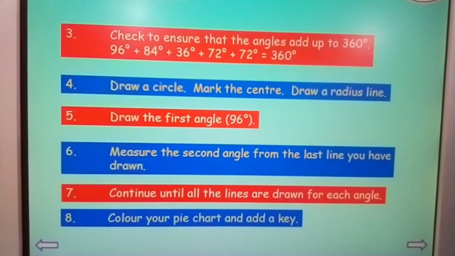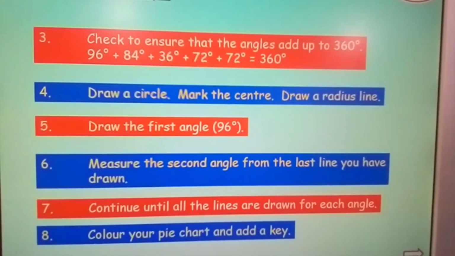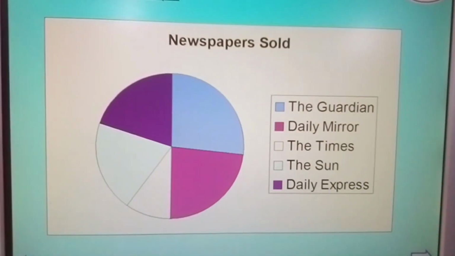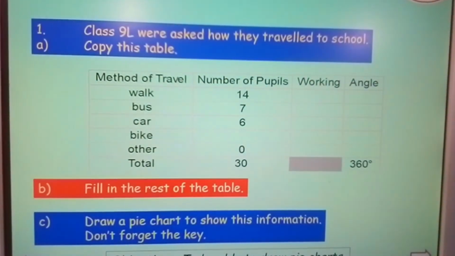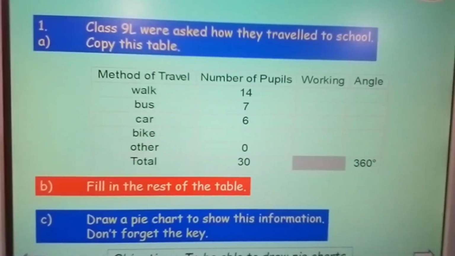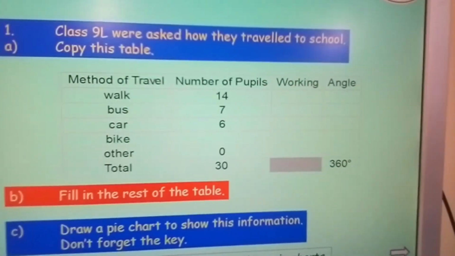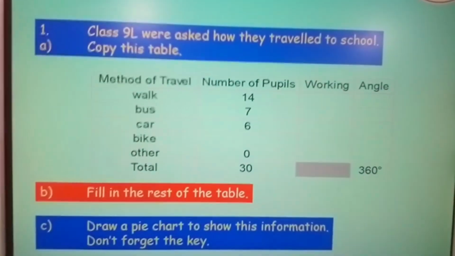Example using way 2, okay? And again, I don't need to read this through to you, you can read this for yourselves. And Guardian, etc. newspaper, let's go with that. Question using way 1, class 9L were asked how they traveled to school. Copy this table, and I would like you to actually do this for yourselves.